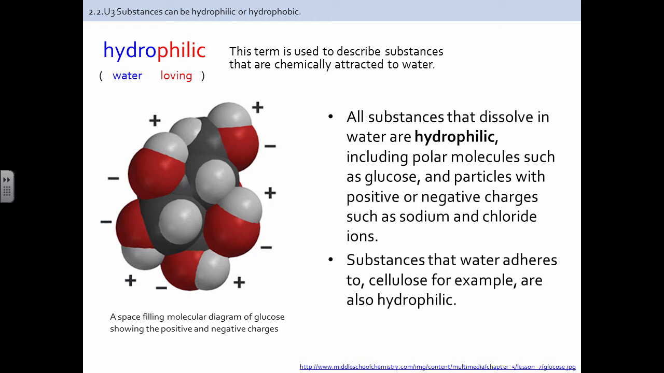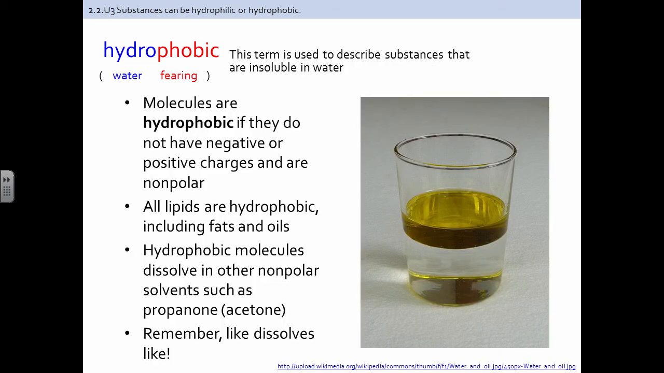Also, understand that substances can be hydrophilic or hydrophobic. Hydrophilic means water-loving, and this means that a substance can be attracted to water. Anything that dissolves in water would be considered hydrophilic, such as glucose. Also, things that are ionic, like sodium and chloride ions. Also, things that water will adhere to would be considered hydrophilic, such as cellulose.